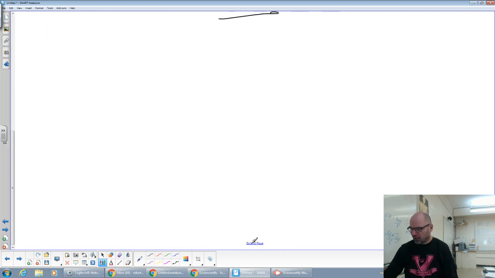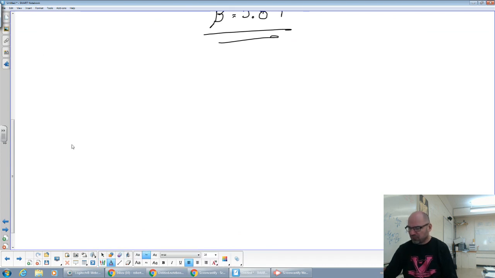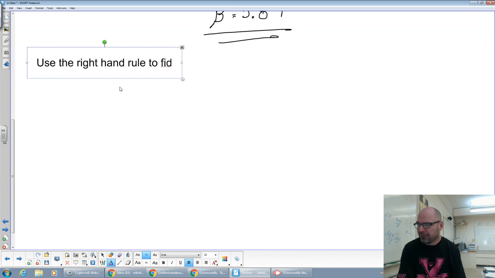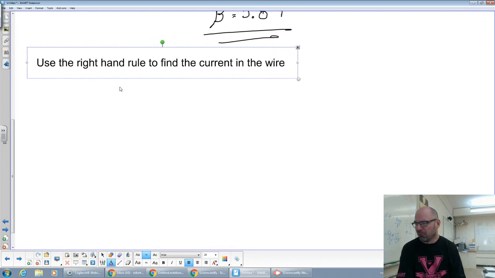This one I'm going to draw out. This is just a review of the right-hand rule. Use the right-hand rule to find the current in the wire. We'll do a couple of these drawings.